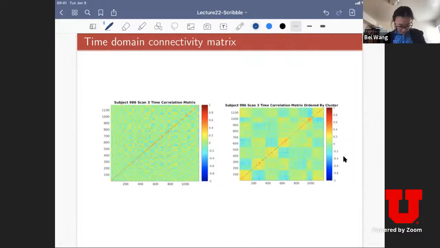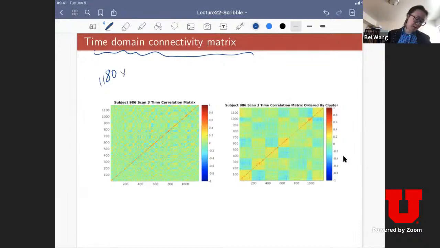So if I look at this matrix, okay, remember I have 1180 timestamps. This is what they call the time domain connectivity matrix, because each row and each column is now a timestamp. So this is a 1180 by 1180 correlation matrix. And of course, I can cluster them and try to induce a block structure out of it. And the right is the cluster results.